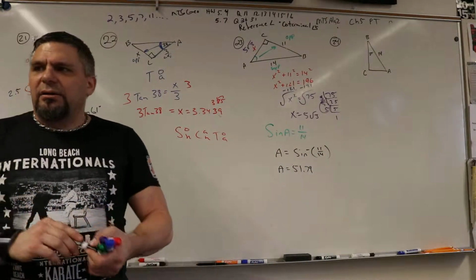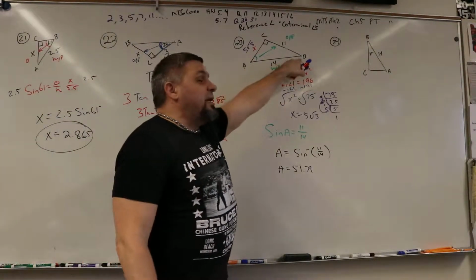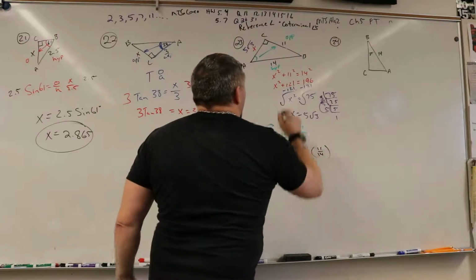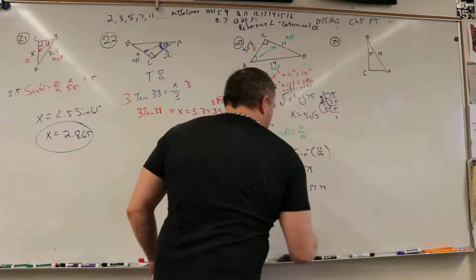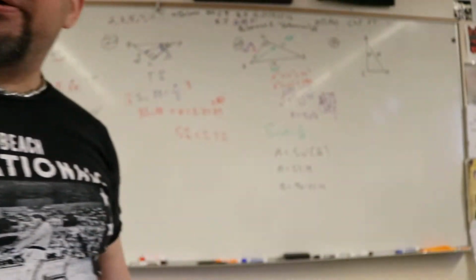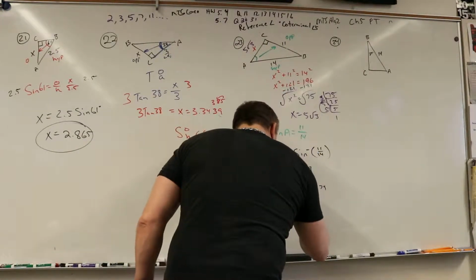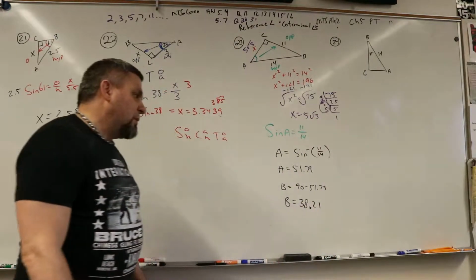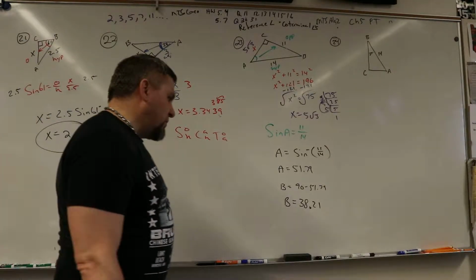Okay? Then what? Well, I can do the same thing, or I could know that this is 90 degrees, right? Because they add up to be 180. So B is equal to 90 minus 51.79, right? B is equal to 38.21. And those should add to be 90. Do they? Well, think about it. Yes.